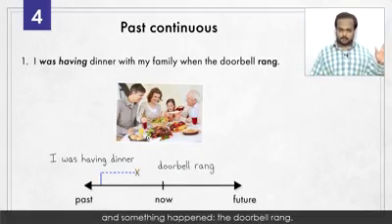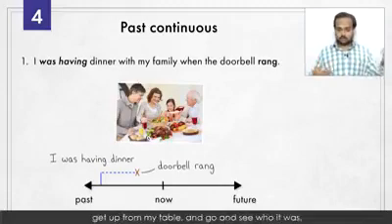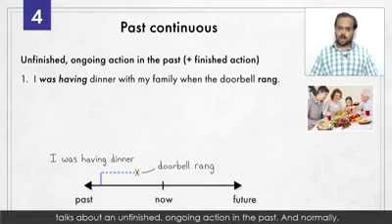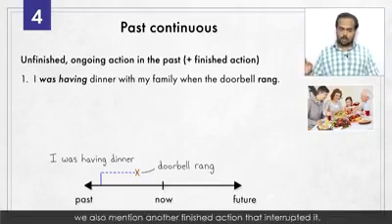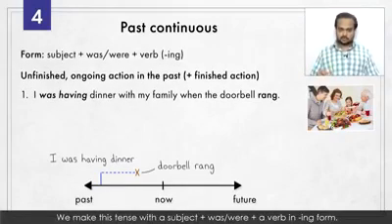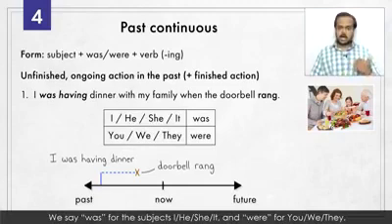The doorbell rang. So, I had to put down my spoon and fork, get up from my table, and go and see who it was. So, the past continuous tense talks about an unfinished, ongoing action in the past. And normally, we also mention another finished action that interrupted it. We make this tense with a subject plus was or were plus a verb in ing form. We say was for the subjects I, he, she, it, and were for you, we, and they.